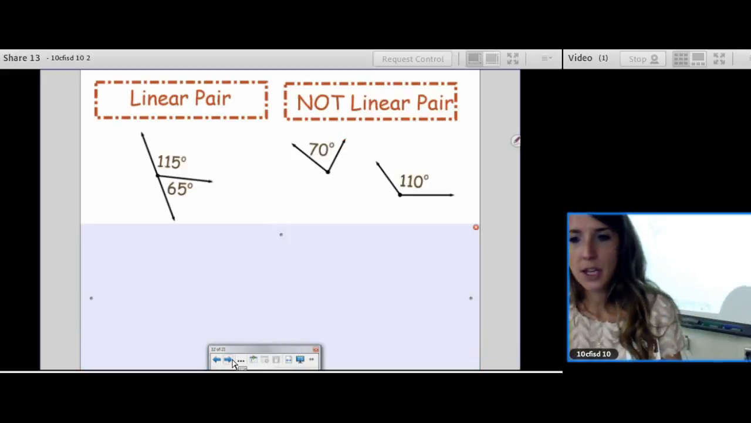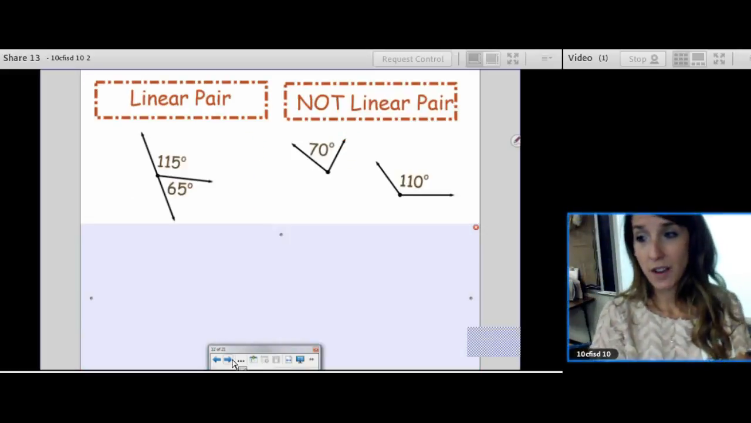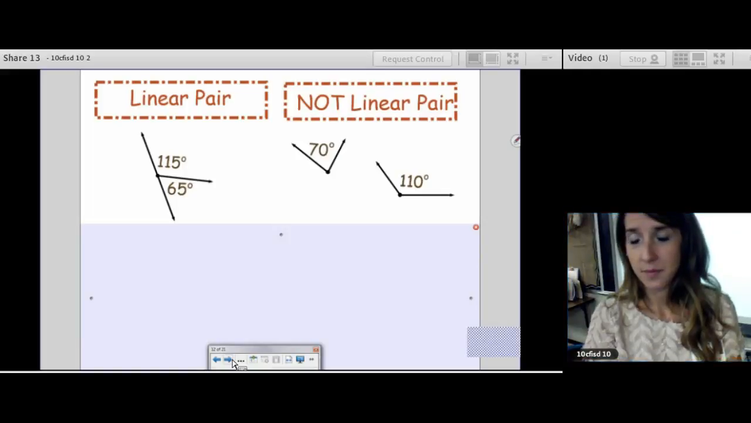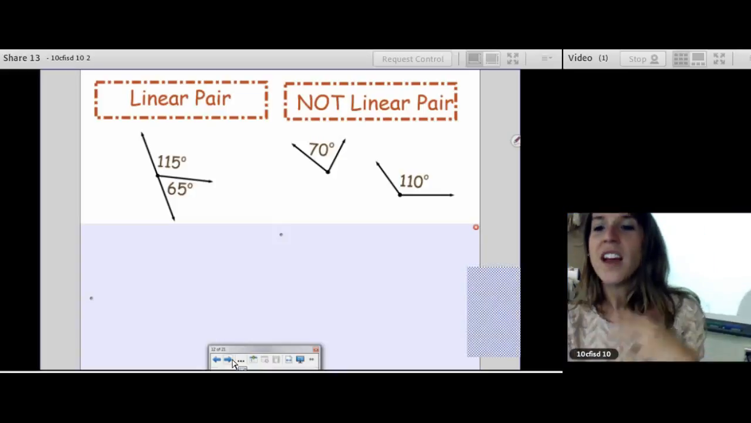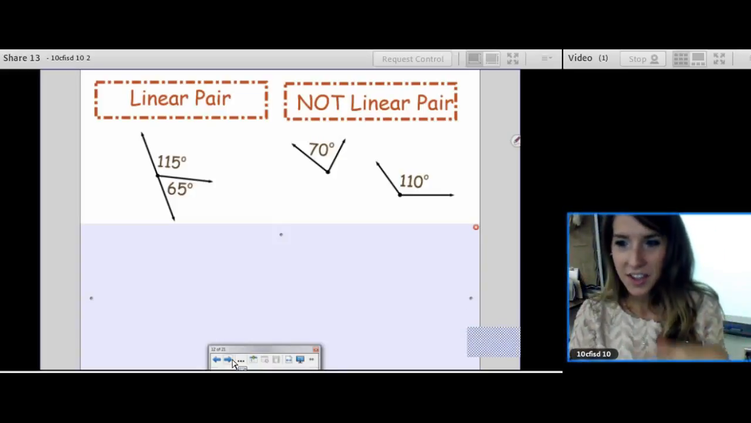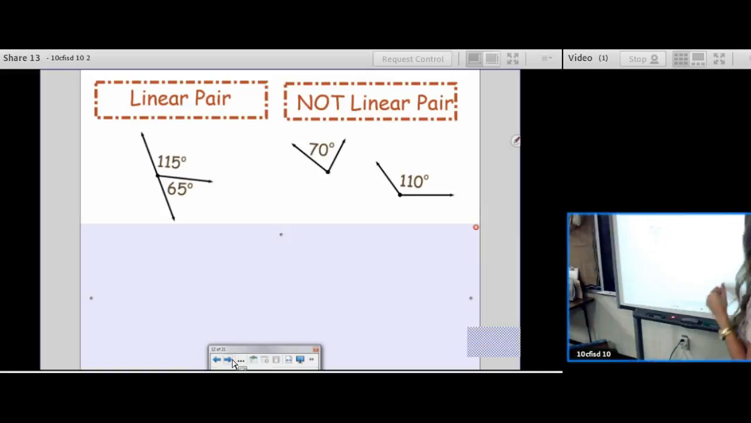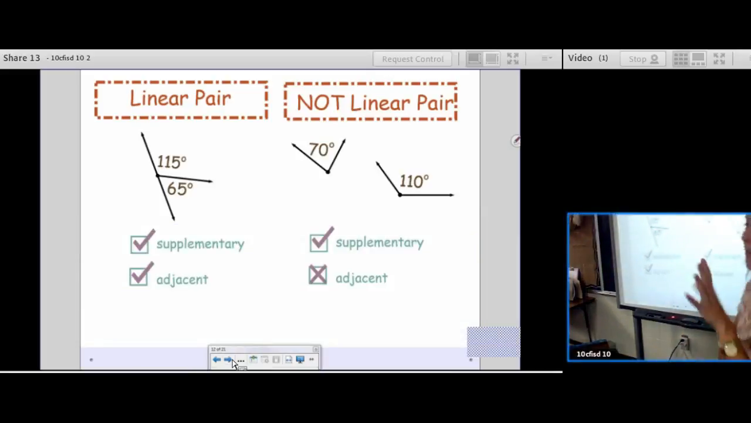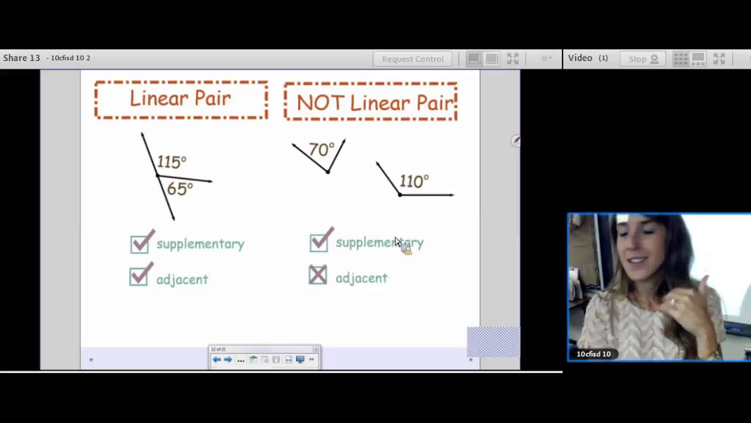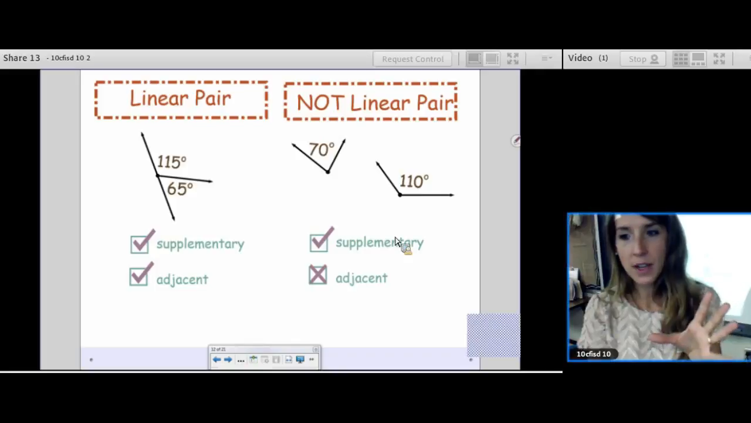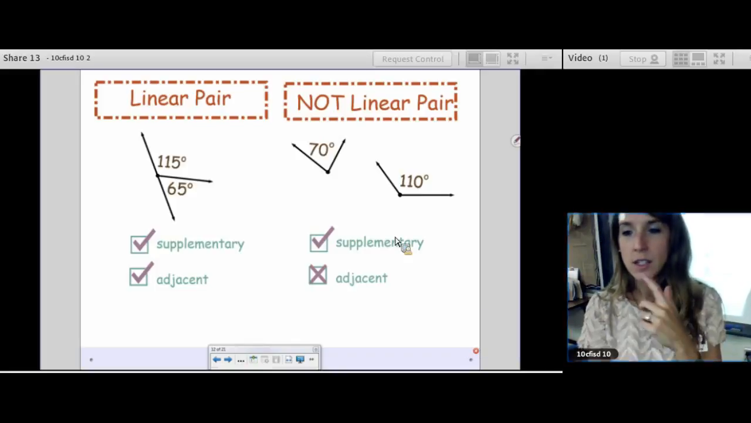All right, I'm showing you a picture of a linear pair and a picture of a not linear pair. What makes the linear pair and the other one not a linear pair? What do you think is necessary for angles to be a linear pair? Adjacent, connection, touching, those are all good words that you use. So a linear pair is both adjacent and supplementary, and not a linear pair, they could be supplementary, but they're not adjacent. So linear pair, adjacent, and supplementary.